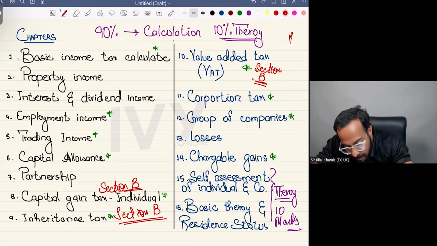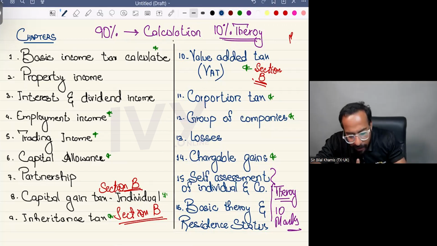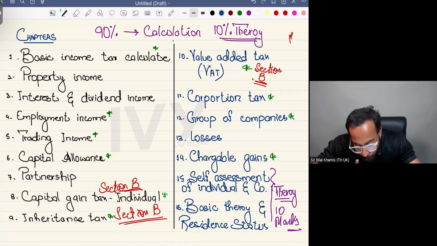Now for section C, I'm just tick marking it. Just a moment, please. Okay, write it. Corporation tax is for section C. Group of companies is for section C. Chargeable gains is for section C. Employment income is for section C.